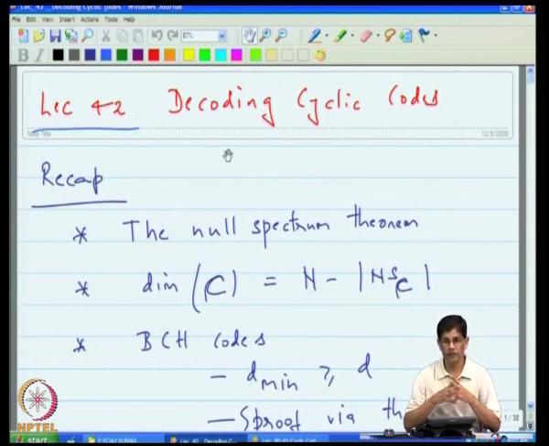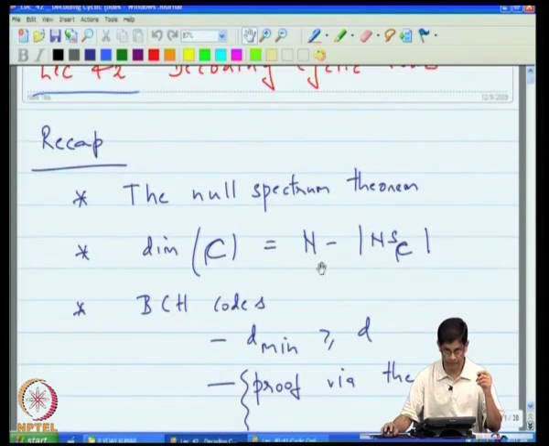And an important theorem that we actually showed last time was that there is a one-to-one correspondence between cyclic codes on the one hand and sets of frequencies that are closed under conjugation on the other, and that is the null spectrum theorem which appears over here.